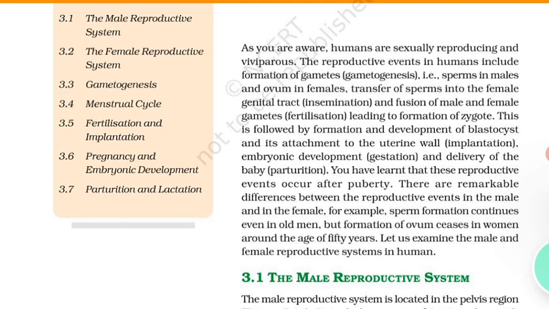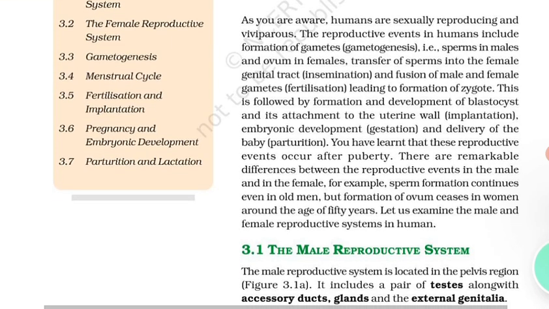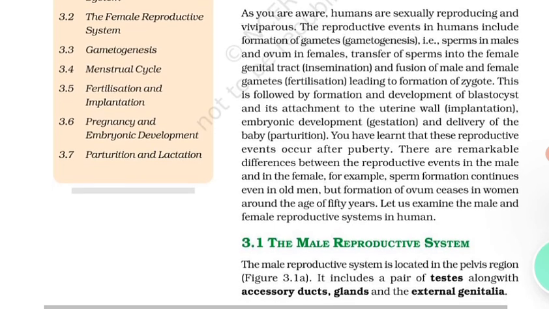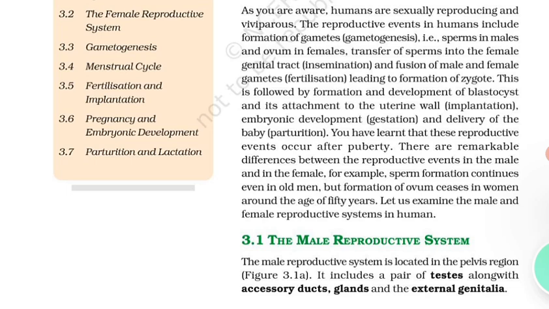This is followed by formation and development of blastocyst and its attachment to the uterine wall, that is implantation. Embryonic development is known as gestation and delivery of the baby known as parturition. You have learned that these reproductive events occur after puberty.